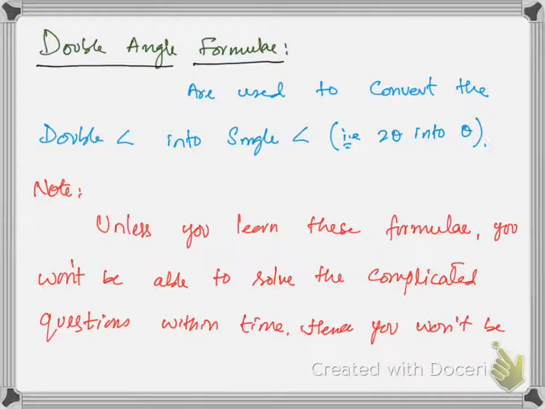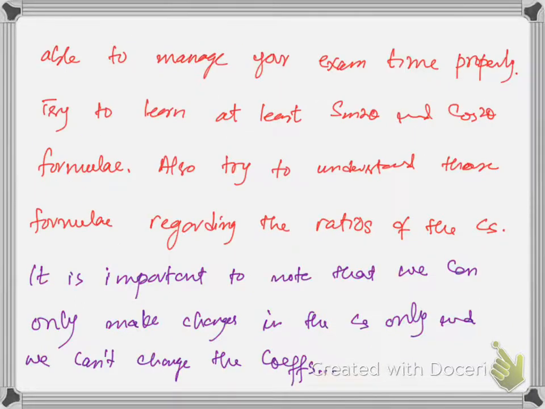The double angle formulae are used to convert the double angle into one angle, that is 2 theta into 1 theta. Unless you learn these formulae, you won't be able to solve the complicated questions within time. Hence, you won't be able to manage your exam time properly. Try to learn at least sine 2 theta and cos 2 theta formulae. Also try to understand those formulae regarding the ratios of the angles.